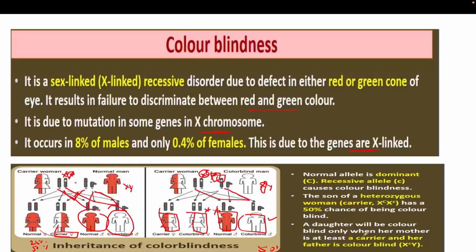A daughter will be color blind only when her mother is at least a carrier and her father is color blind. Then only will the daughter be color blind. As I told you, she has two X, so if one X coming from the mother is color blind but the father has a normal X, then she can't show the symptoms. But when the father is affected and the carrier gene is also coming to this girl, then she will be color blind.